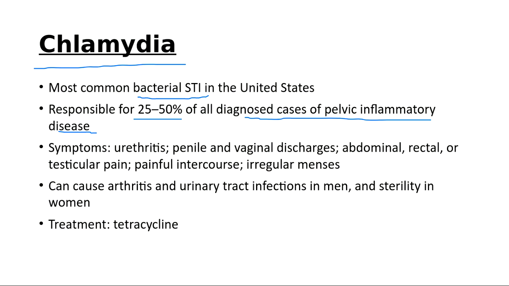Symptoms: urethritis and penile, vaginal discharges, abdominal, rectal, testicular pain, painful intercourse, irregular periods, can cause arthritis, urinary tract infections in men and no doubt in women, infertility, sterility in women, easily treated with tetracycline.